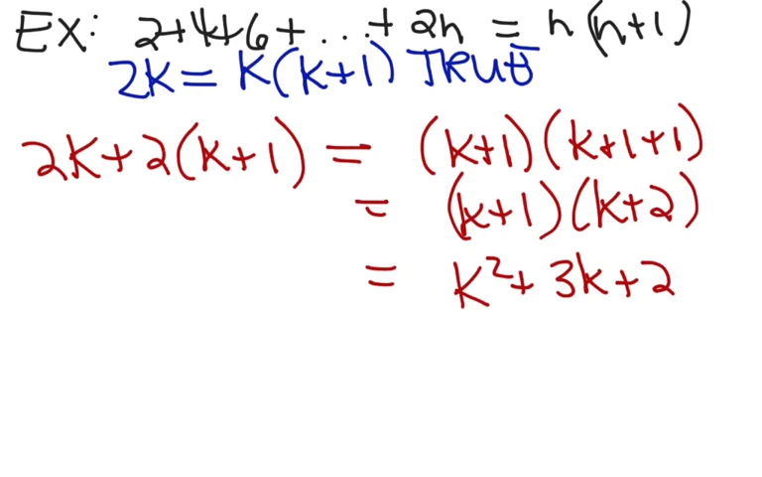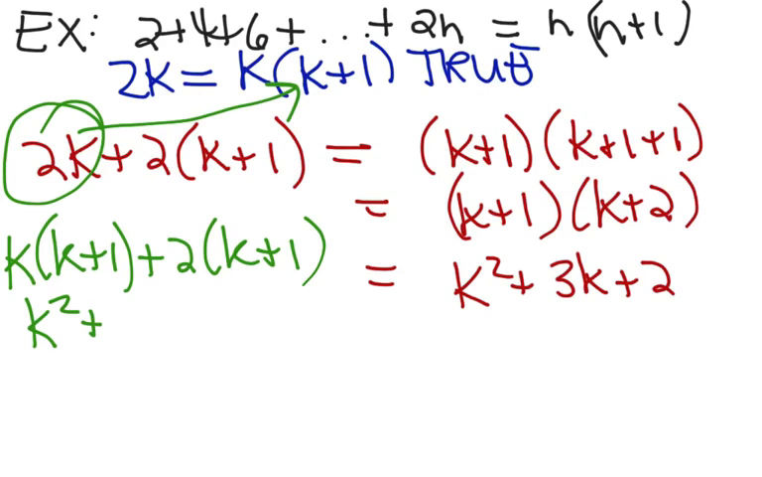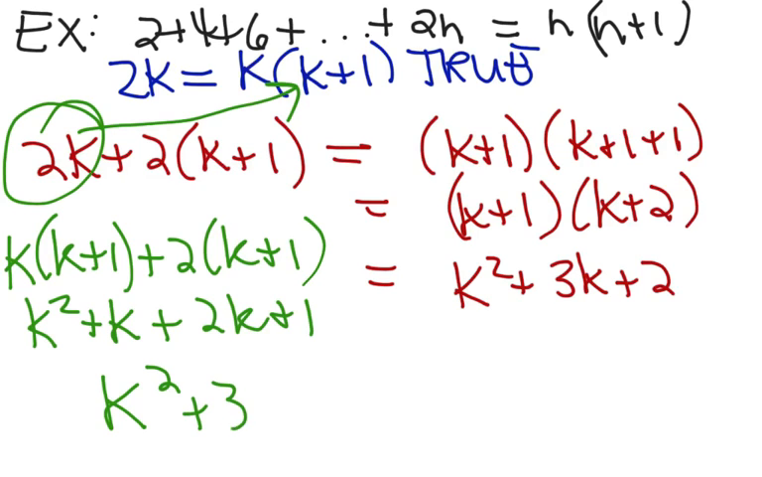Now in order to do that, the first thing I'm going to do is take the first term and replace it with this. So the first term becomes k times k plus 1. And I'm going to add that to my 2 times k plus 1. Now I'm going to distribute and simplify. So k squared plus k plus 2k plus 2 is indeed k squared plus 3k plus 2. And that is my proof.